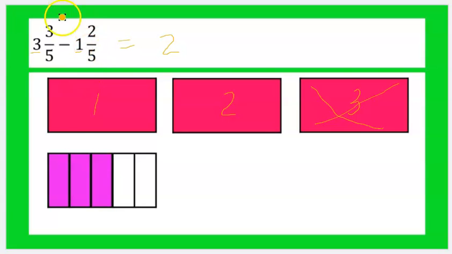Okay, now I have 3/5 minus 2/5. So right here's a 5th, a 5th, and 1/5. Each of the purple rectangles represents a 5th. So I'm subtracting 2/5 from my original fraction. So when I take away 2/5, I'm left with 1/5. And my answer becomes 2 and 1/5.